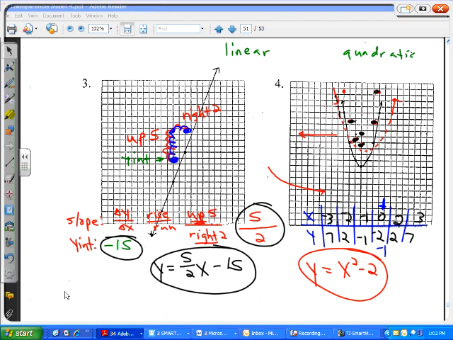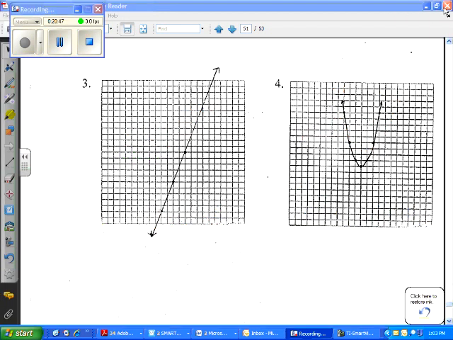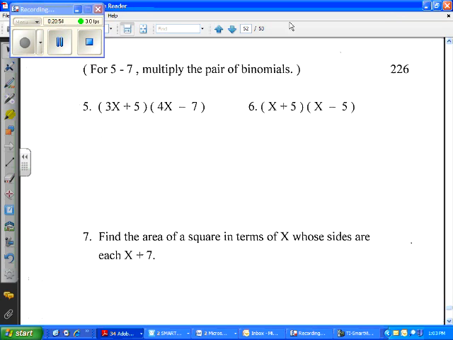Any questions on number 4? Okay. Number 5.